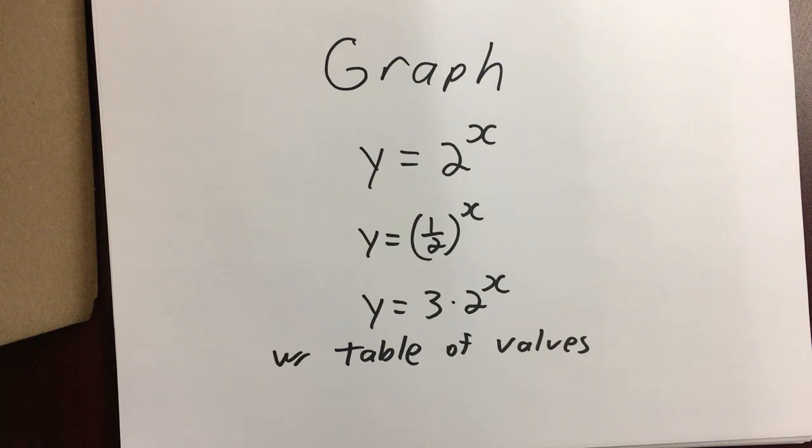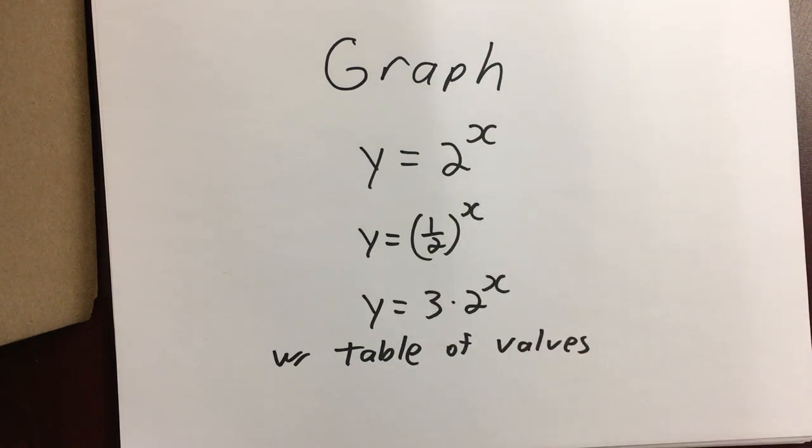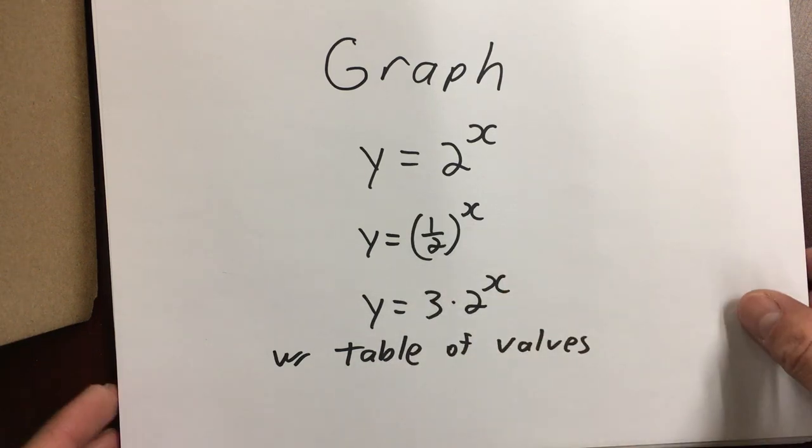I'm going to show you now how to graph the exponential functions y equals 2 to the x and y equals 1 half to the x, as well as y equals 3 times 2 to the x. All of this will be done using a table of values. We're not going to worry about transformations or anything like that. And in order to do this, we're going to learn a couple of rules when dealing with exponents, including negative exponents and taking the exponents of a fraction.